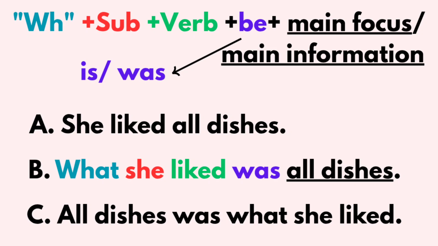Even if it is plural, we don't use were or are. We only use is or was. If it is in present simple, we use is. If it is in past simple, we use was. I hope this is clear, right? What she liked was all dishes. Another way of writing is, all dishes was what she liked.